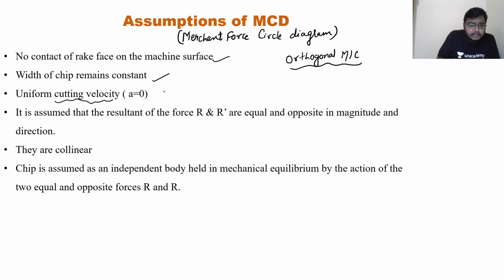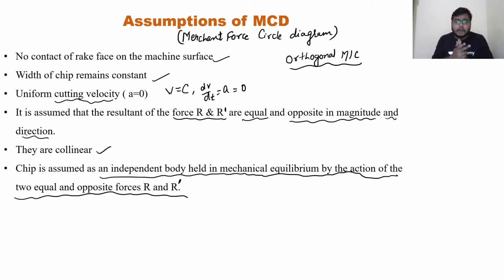So I have already told you, sir, if the cutting velocity is constant, then dv by dt is going to be your acceleration, and that is equal to 0. So if velocity is constant, then dv by dt is going to be 0.